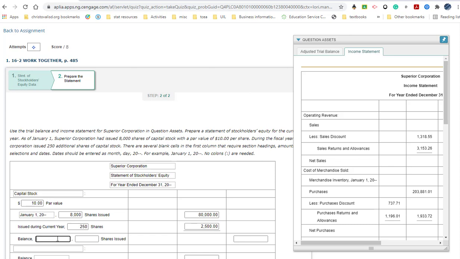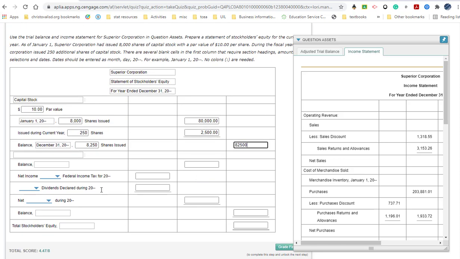The balance as of December 31st, 2000, is the total of those two numbers, which is 82,500. That was for your capital stock, and that can come from the information above, or they may give it to you via your general journal information.